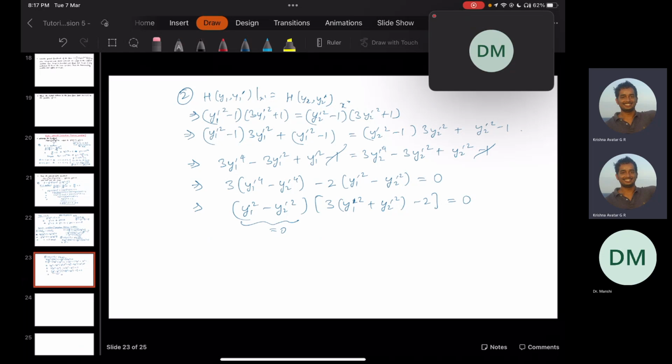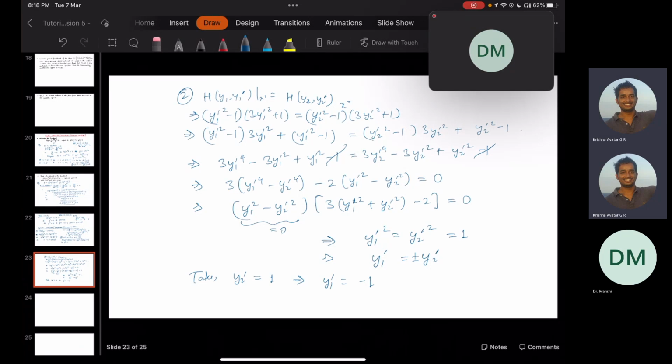So then this implies that our condition simply becomes that y1 prime squared is equal to y2 prime squared, and then this gives us y1 prime is equal to plus minus y2 prime. Okay, and we already know the value for y1. So we already know that these are both equal to 1, right? So let's take y2 prime is equal to 1. So then this implies that y1 prime is equal to minus 1, right?